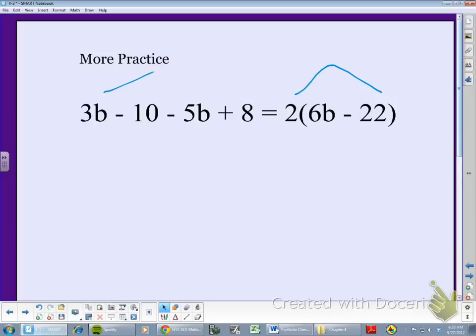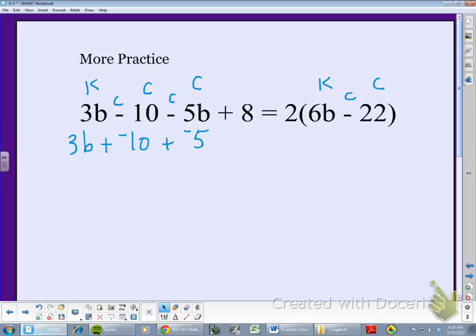Okay, so I want you to use keep, change on both sides. Keep, change. Remember, when we have subtraction in a row, we can just keep going. And over here, I want you to go keep, change, and then that will make it 3b plus negative 10 plus negative 5b plus 8 is equal to 2 times 6b plus negative 22.